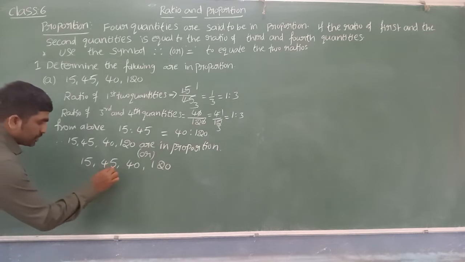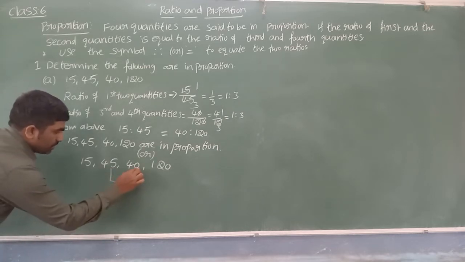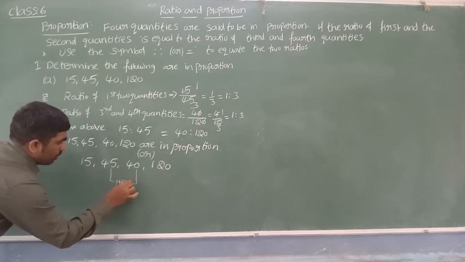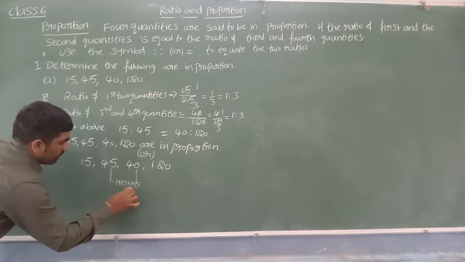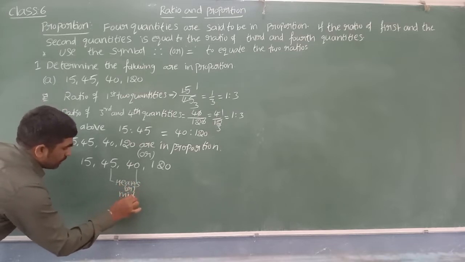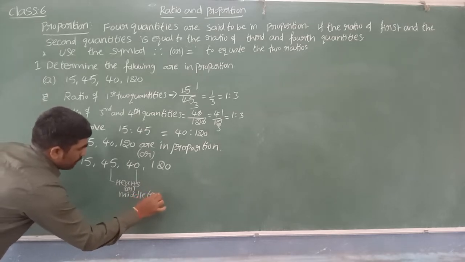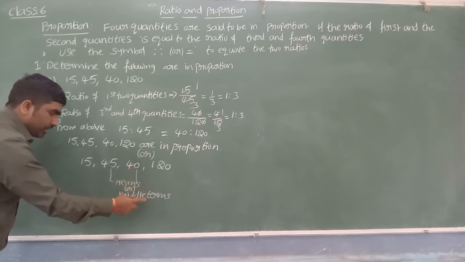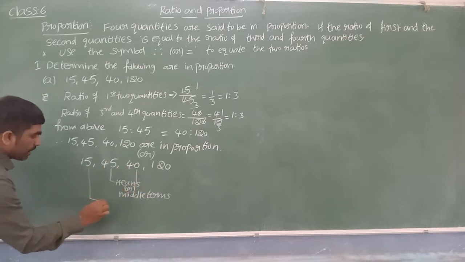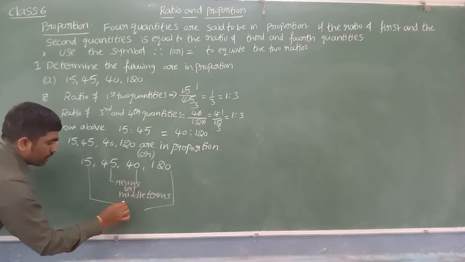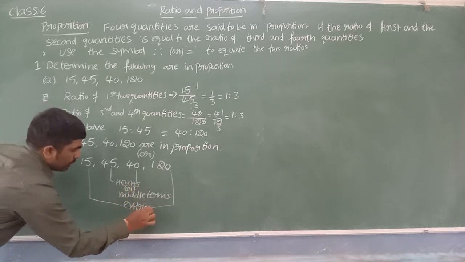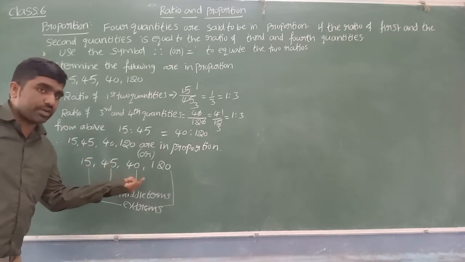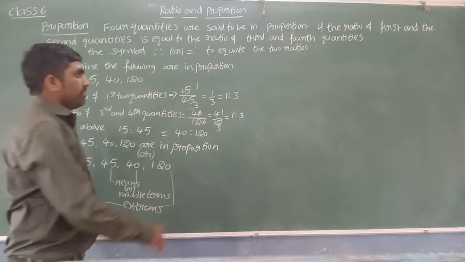Now here the middle two terms are called means, or middle terms. These two terms, they are in the middle only. They are called middle terms or means. And these corner terms are called extremes. Extremes. Now to verify whether the given four quantities are in proportion or not, we have a condition here.